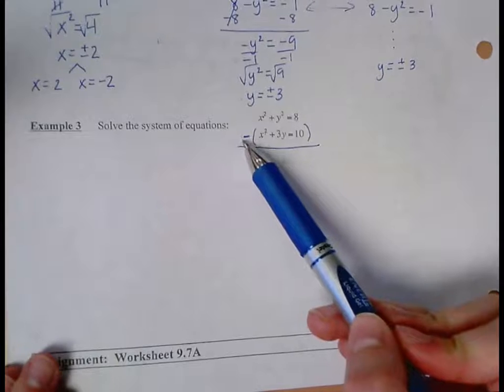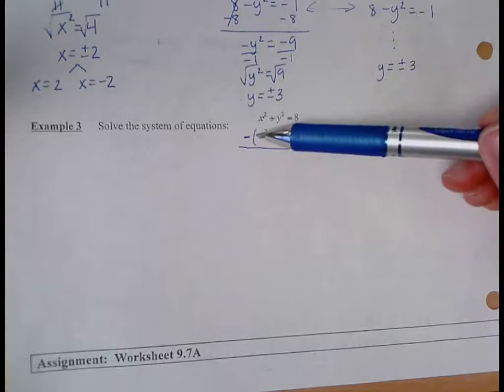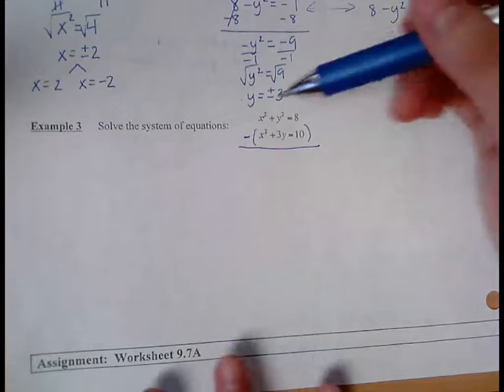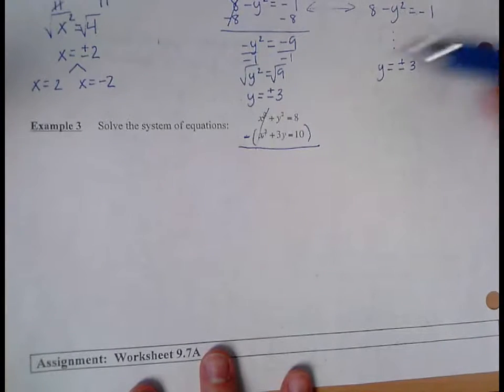You could also multiply one of your equations by a -1 and then add the equations together. That part's up to you. I know some of you will just subtract, some of you will multiply. I'm going to show the subtracting, because when you subtract, you want to make sure you're subtracting everything. Okay, so x squared minus x squared cancels out.